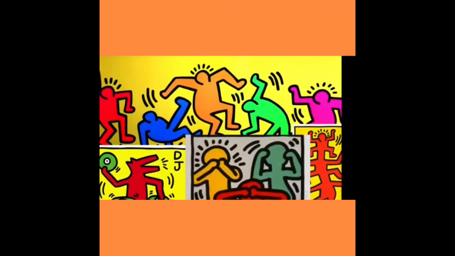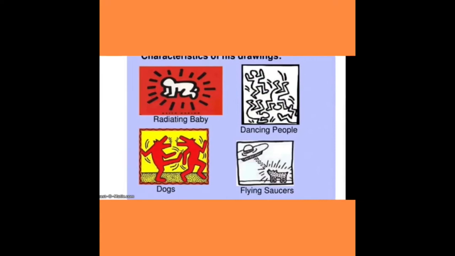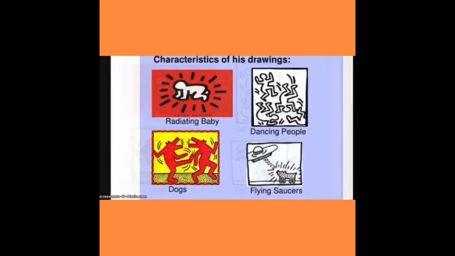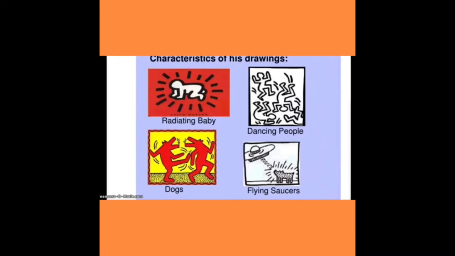Other features of his drawings that we often see inside his paintings: we see this radiating baby, we see dogs, we see many people dancing, and sometimes a spaceship. And these are just some of the symbolic images that he uses.